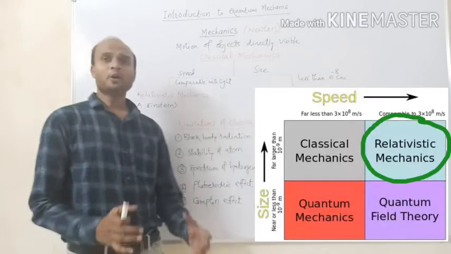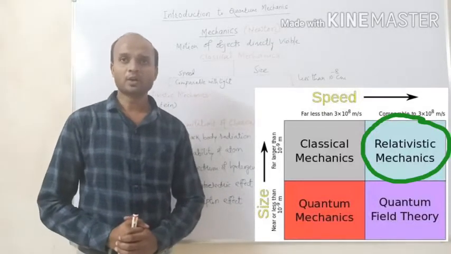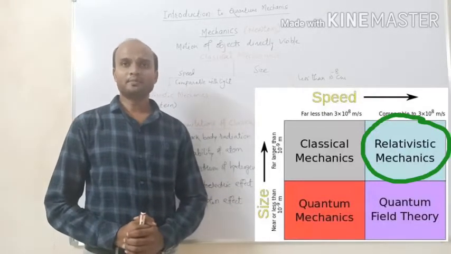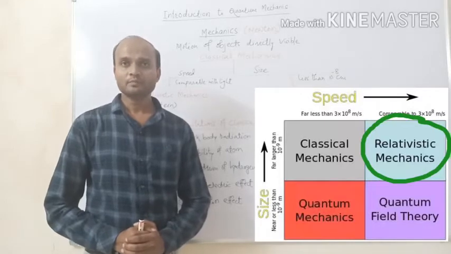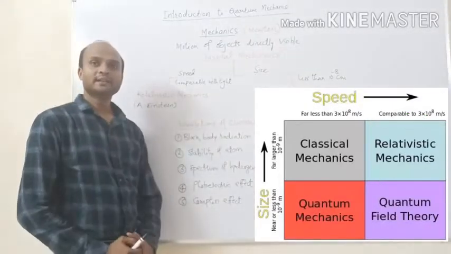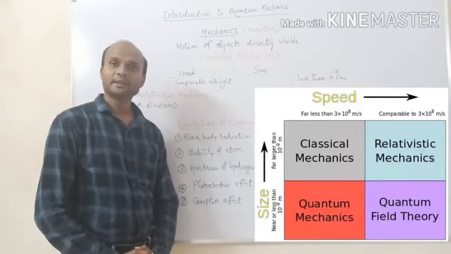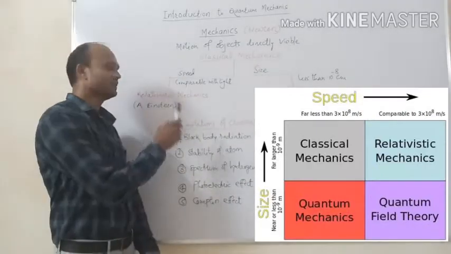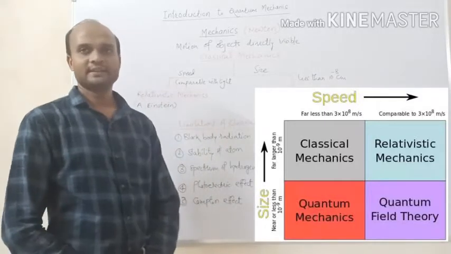Now, speed of the object is very high means what? The speed of the object should be comparable with the speed of light. In that case only the theory of relativity will be applicable, and we have to use relativistic mechanics.